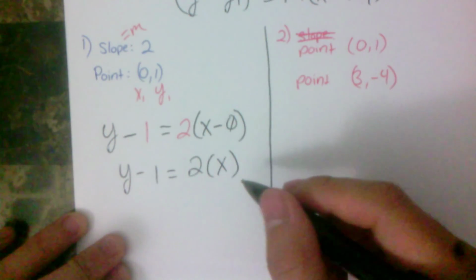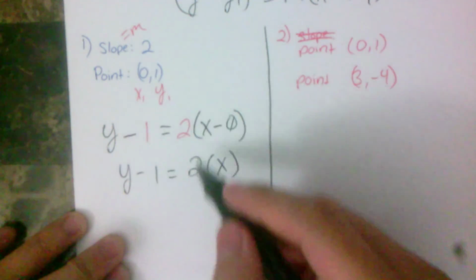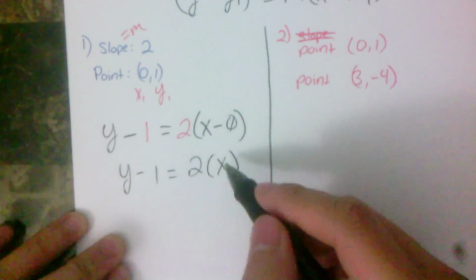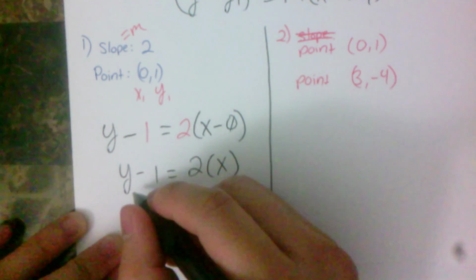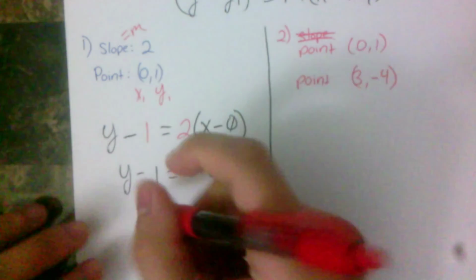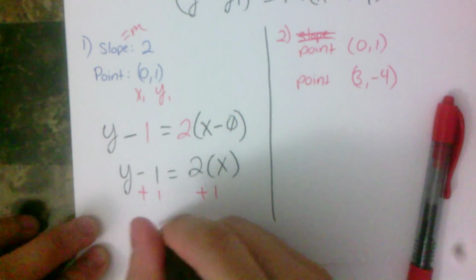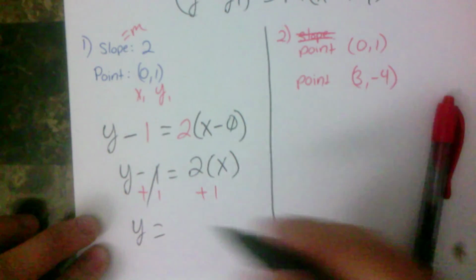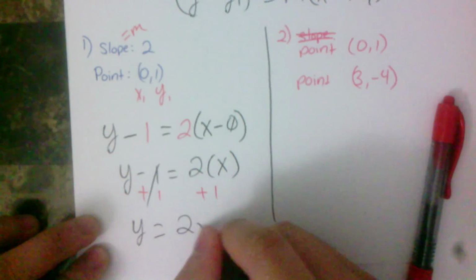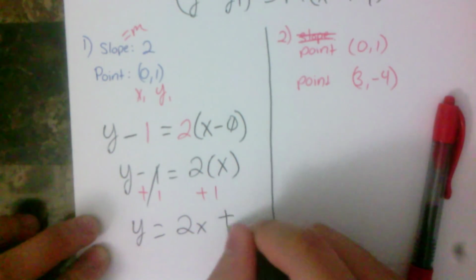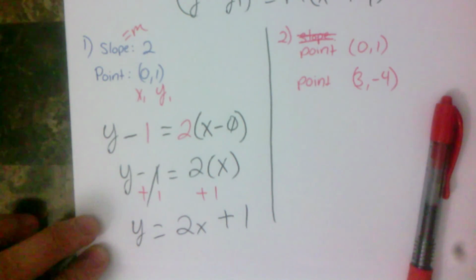Let's go ahead and move on from here. Again, you have to solve and figure out how to get y alone. All you do to get y alone is add that 1 to both sides. And you'll get y, because these will cancel, and then 2 times x is just 2x, and then tack that plus 1 right at the end there. And you're done.